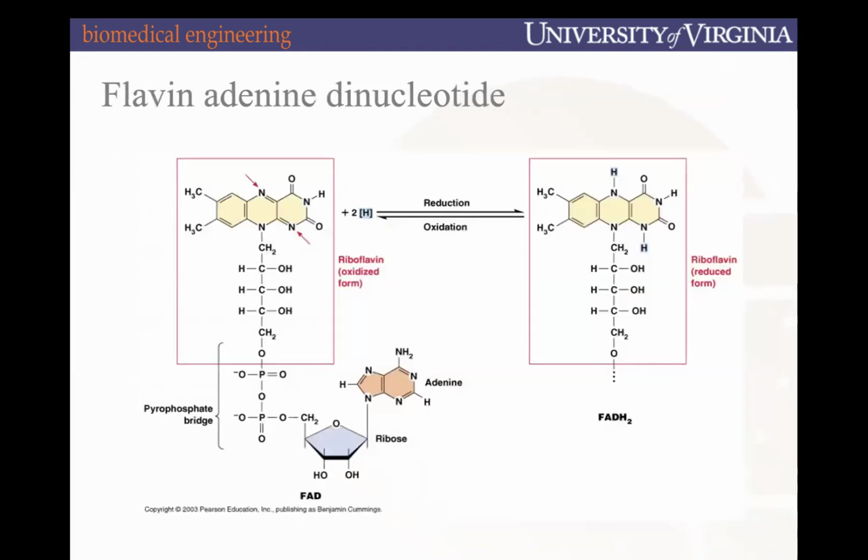The second species of reducing equivalent, FAD or FADH2, is flavin adenine dinucleotide. Similar to before, we have our adenine group here. We have our ribose sugar and pyrophosphate bridge. What's different is that this is going to be riboflavin, which is vitamin B2. And when it undergoes reduction to become its reducing equivalent of FADH2, we have the addition of two hydrogen ions here and here in its reduced form.